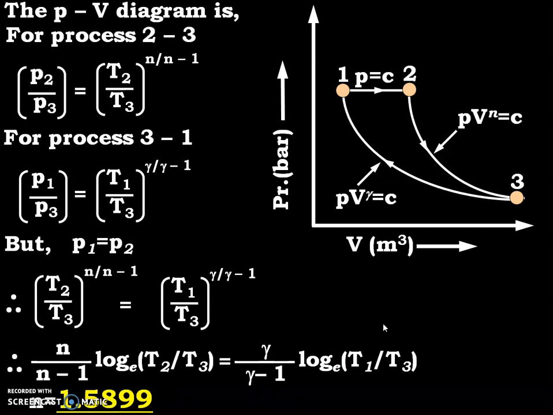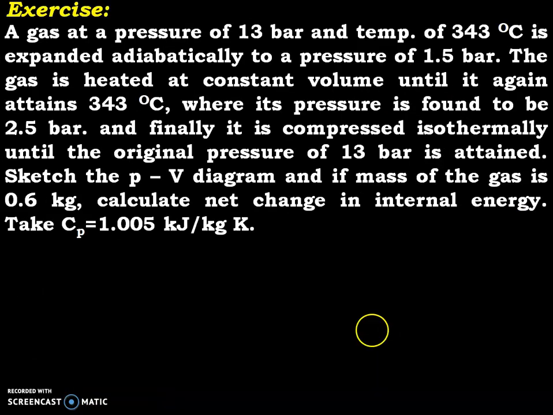Let us study another problem. A gas at a pressure of 13 bar and temperature of 343 degrees Celsius is expanded adiabatically. So the first process is an adiabatic process to a pressure of 1.5 bar. The gas is then heated at constant volume. So the next process is constant volume until it again attains 343 degrees Celsius, where its pressure is found to be 2.5 bar.